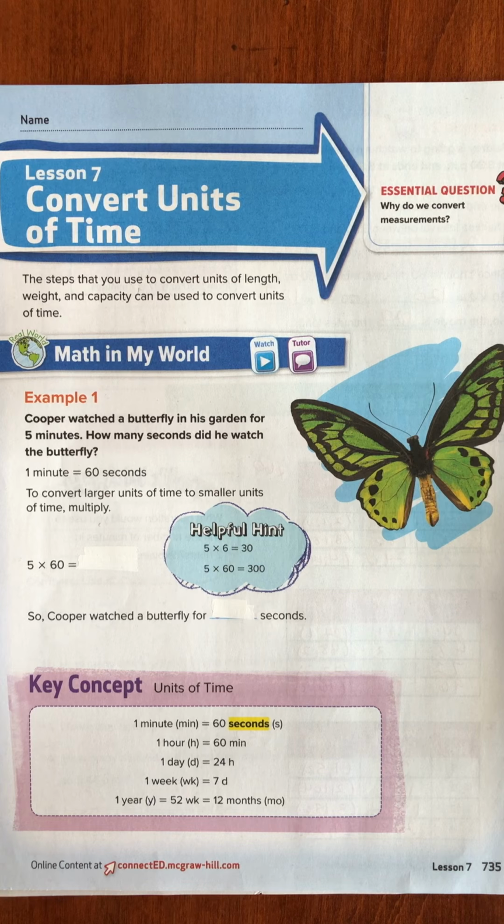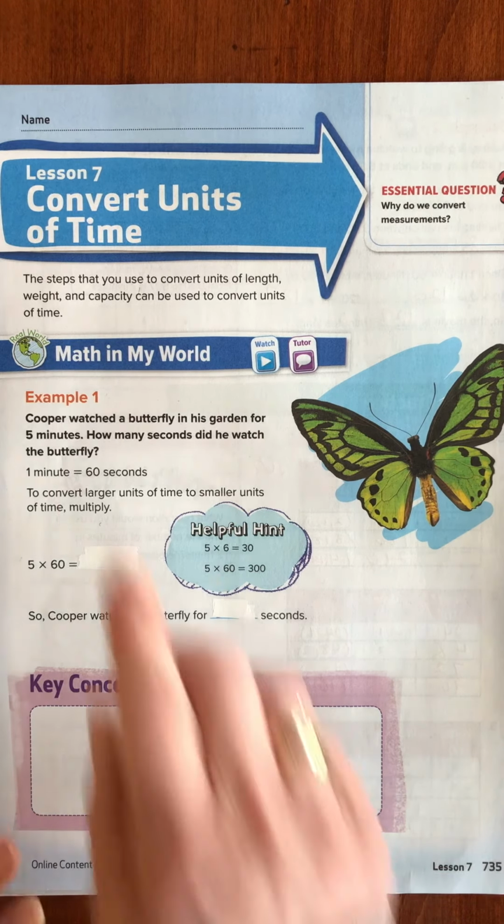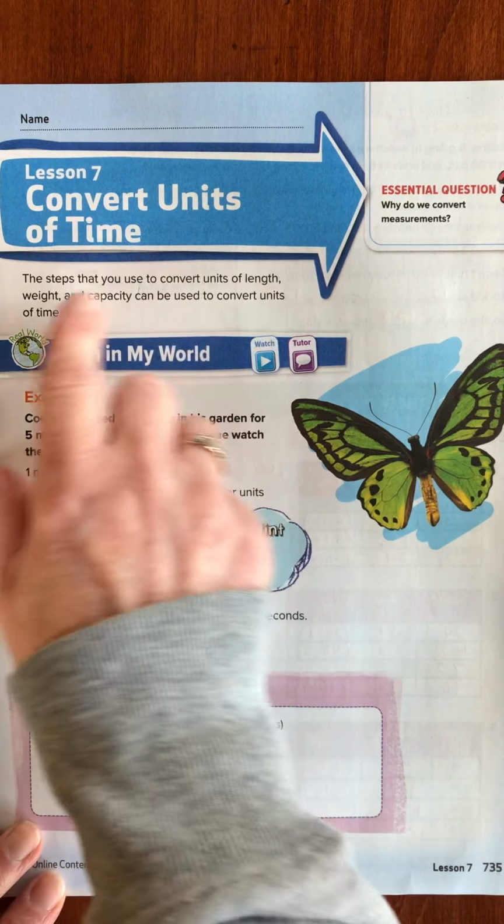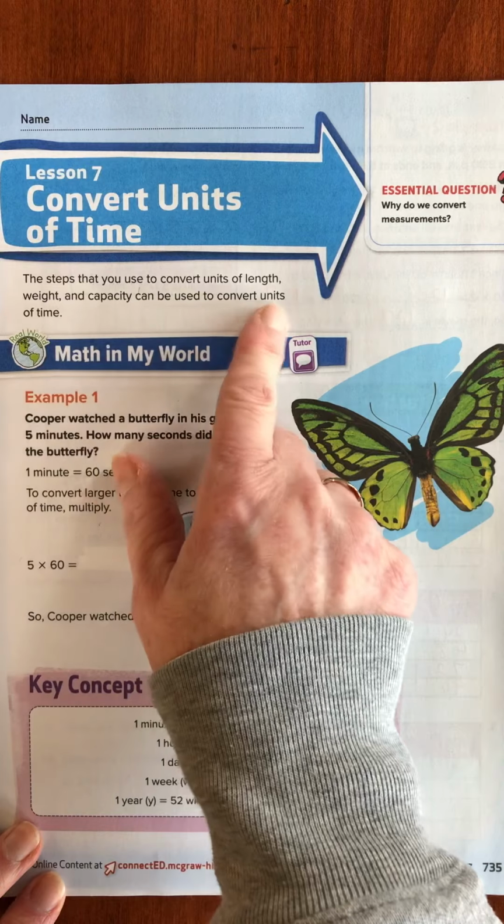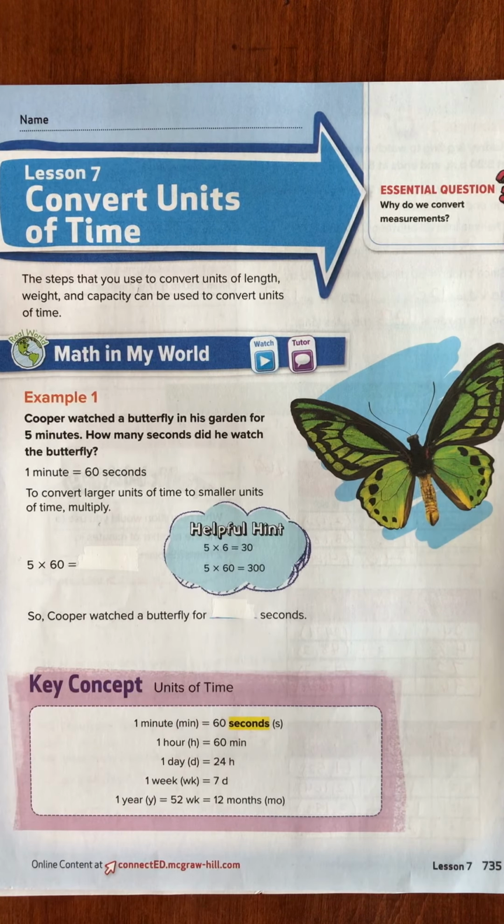Hello, my friends. Today we are going to be doing Lesson 7, Convert Units of Time. It starts on page 737. Again, the whole chapter, our essential question that we are answering is, why do we convert measurements? So the steps that you use to convert units of length, weight, and capacity can be used to convert units of time. So let's do a quick review about time.